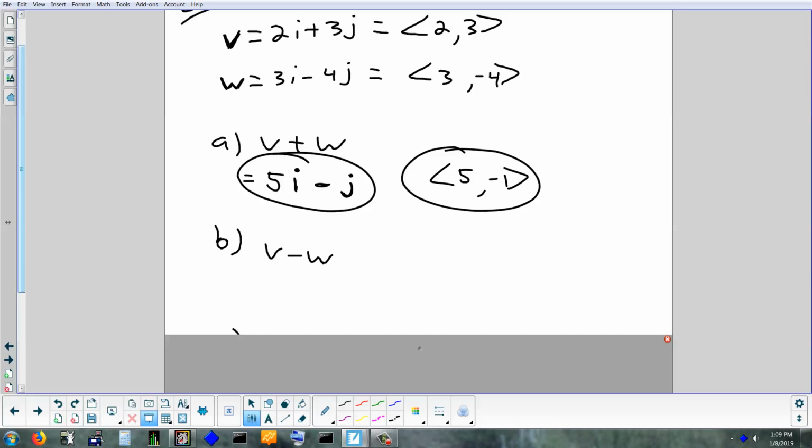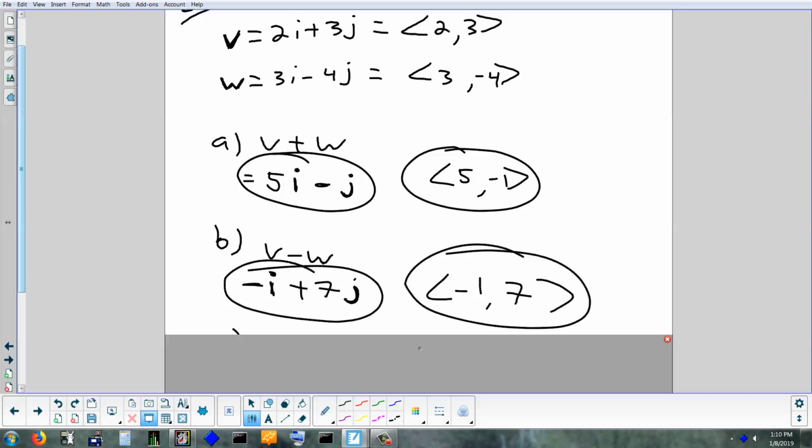So -1, just make sure we put the i with it. If you want to put -1i, that's fine. -i works. And now be careful here. What's the vertical? It's 7, right? It's 3 minus -4, which is 3 plus 4. 7j. So we got that, or -1, 7. Either way.